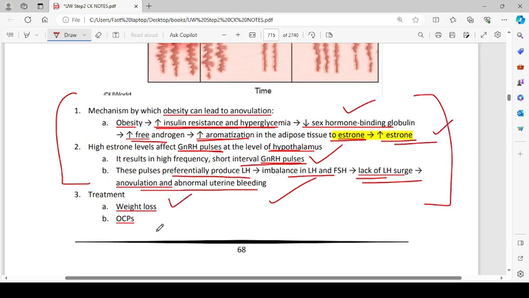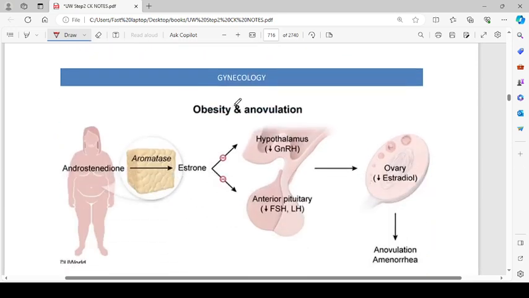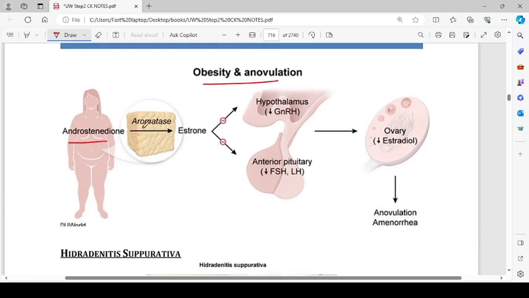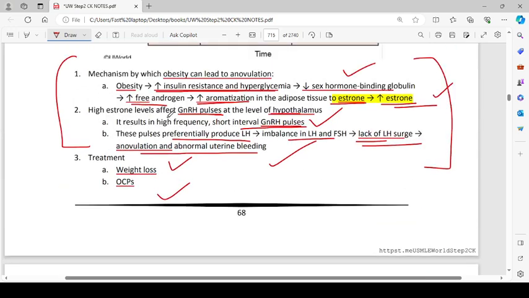Treatment is weight loss and oral contraceptive pills. Obesity and ovulation: androstenedione in adipose tissue is converted into estrone via aromatase. Estrone inhibits the hypothalamus from producing GnRH, and the anterior pituitary will decrease production of FSH and LH, but this is not the only effect. High estrone levels affect the GnRH pulses at the level of the hypothalamus such that it results in high frequency, short interval GnRH pulses, and these pulses preferentially produce LH. Imbalance in LH and FSH leads to lack of LH surge, anovulation and abnormal uterine bleeding.